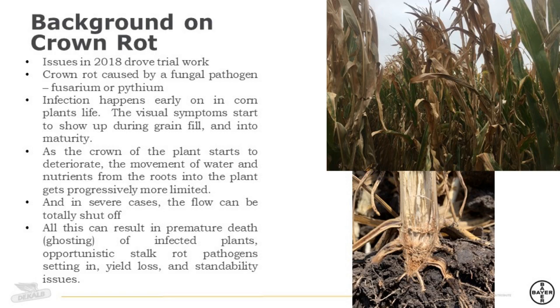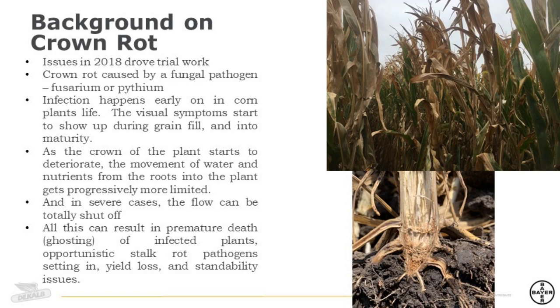Crown rot is caused by a fungal pathogen, and predominantly it's Fusarium. There can be other pathogens at play, but predominantly it is Fusarium. And typically that infection happens early on in the corn plant's life cycle. And then as the growing season goes on, the visual symptomology generally starts to show up during grain fill and as we start to approach maturity.